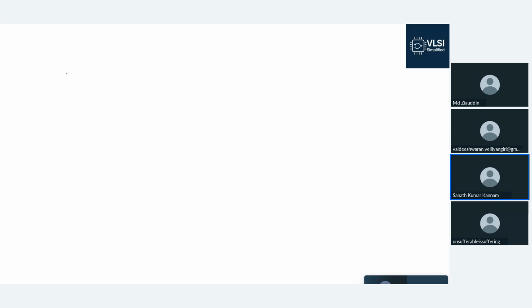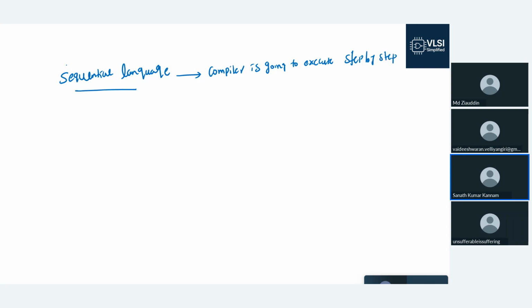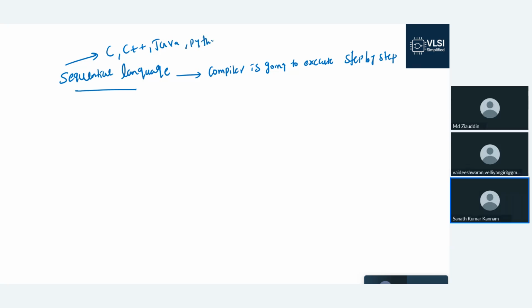So you should know the difference between sequential language and concurrent language. At the starting of the class, I told you about sequential language. In a sequential language, the compiler executes step by step. The sequential languages we have seen are C, C++, Java, and Python.